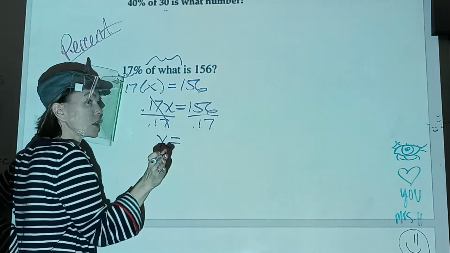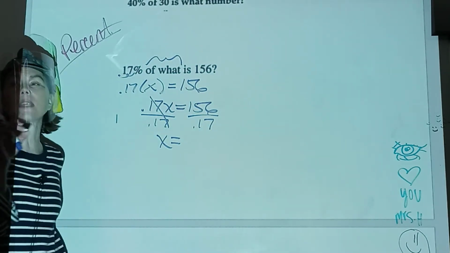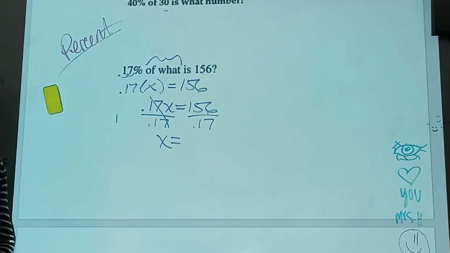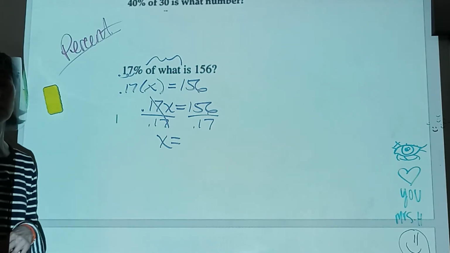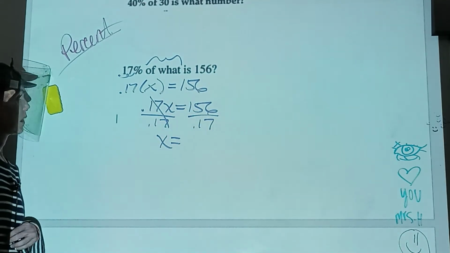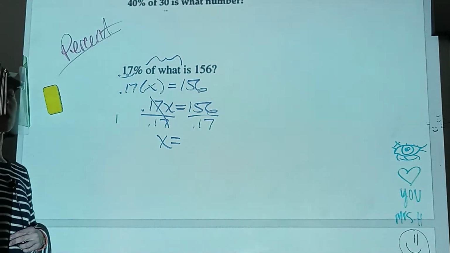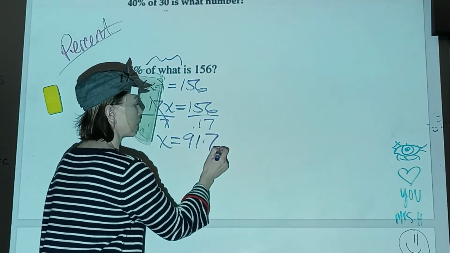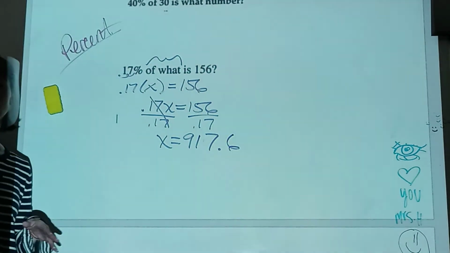Bring down the X. Okay, calculators, I need your help again. Hit 156 divided by 0.17, and what does that give you? We're recording, people, a little faster, please. 156 divided by 0.17. Try it again. You have to say it. 156 divided by 0.17. Okay, say it again. 917.6. Okay, so that is correct.